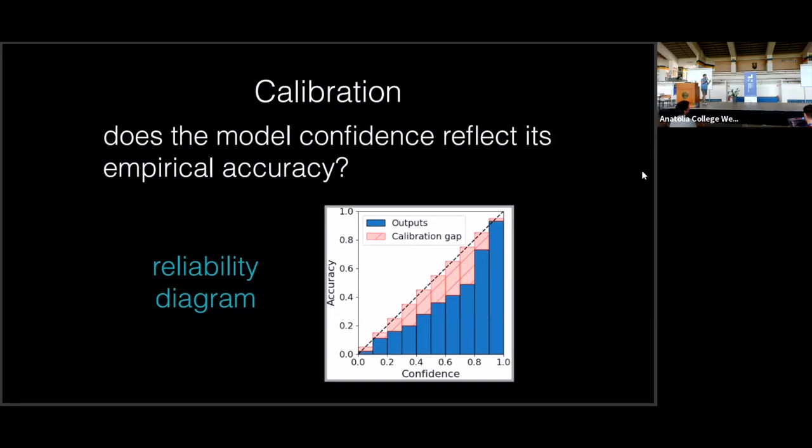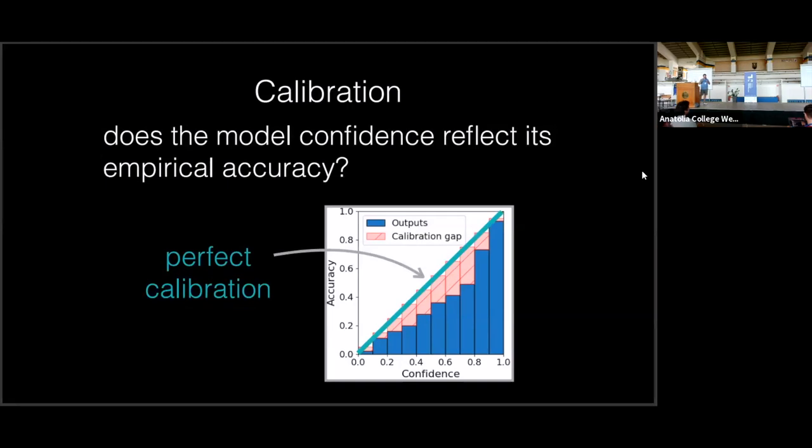When you plot this, you get something like this, where you have the actual empirical accuracies, and you want to look at how they compare to the perfectly diagonal line. Perfect calibration is when these blue bars are exactly on the diagonal, because that means when the model said it was 60% confident, it got 60% accuracy on those examples.